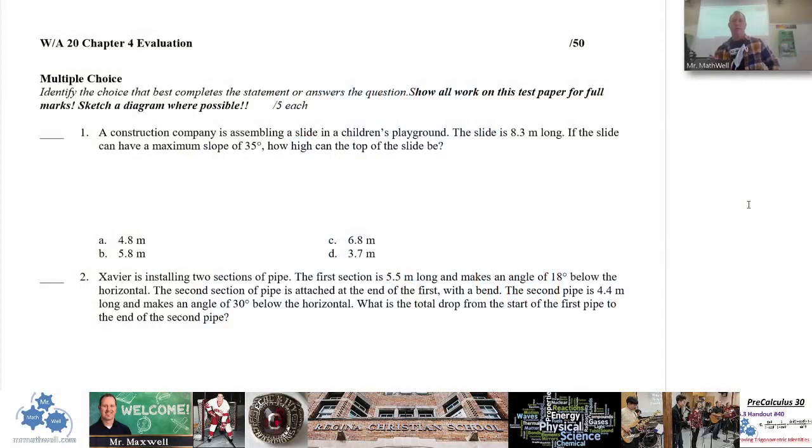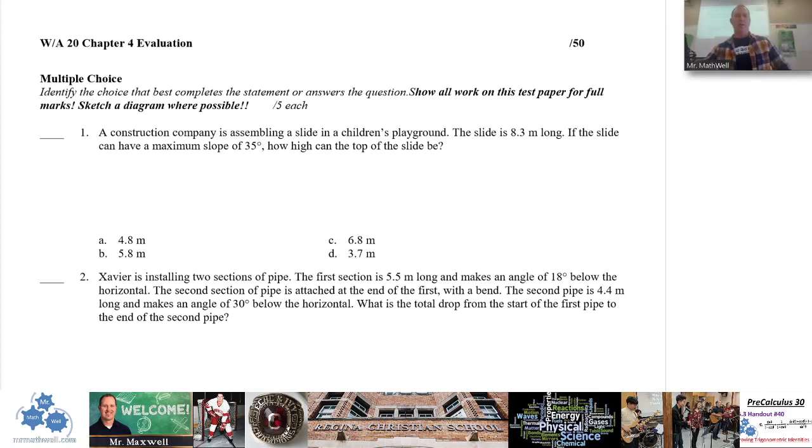Okay, we'll take a look at the chapter 4 review here. I'm using this as a review here today. So question number 1. Again, when you read a question that doesn't have a diagram, you probably should draw a diagram whenever possible. It does say in the instructions too, show your work and sketch a diagram where possible. So we're going to do that.